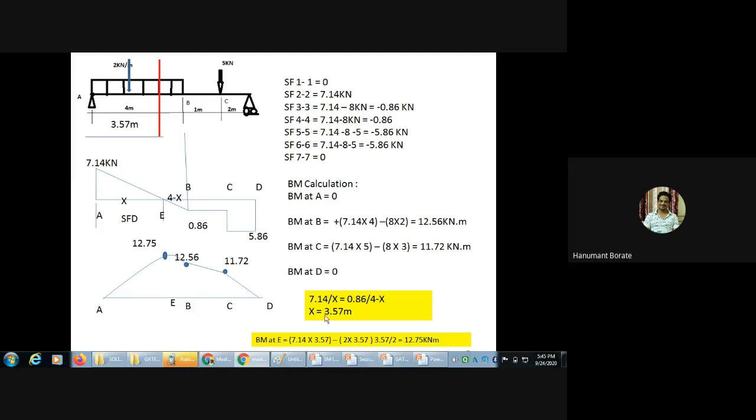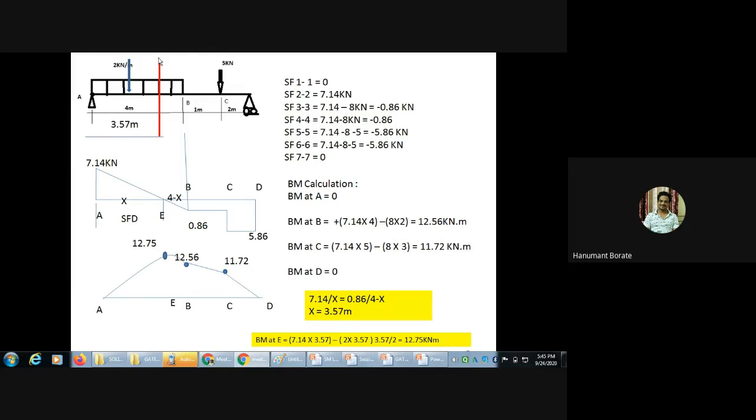The meaning of x equal to 3.57 meter is that SF is changing sign, or the value of SF is 0 at a distance of 3.57 meter. So we need to take the bending moment at this section. Let this point be E point. Calculate the bending moment at E point. So we can take a section here at a 3.57 meter distance.